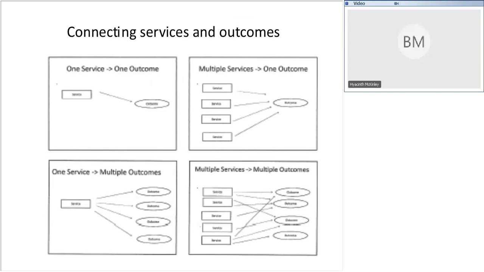Just a simple graphic that you've probably seen before, where we're saying that sometimes one service produces one outcome, and sometimes one service produces many different outcomes. And other times you need multiple services in order to achieve a single outcome. And more often what we know is true is that multiple services produce multiple outcomes, and it depends on the other resources that families and communities have to know how effective any one of those services or what set of services are going to be most effective. Next.